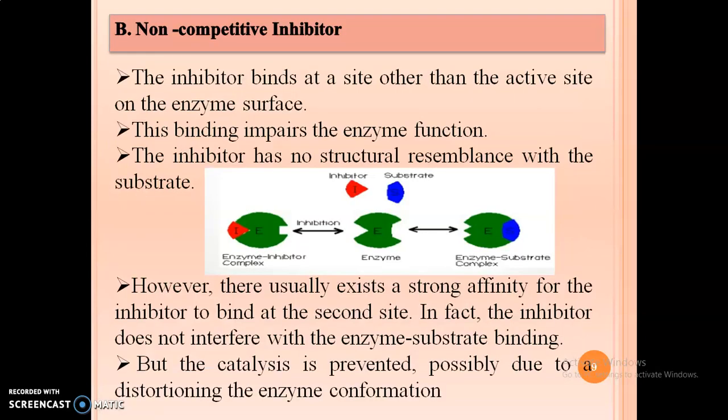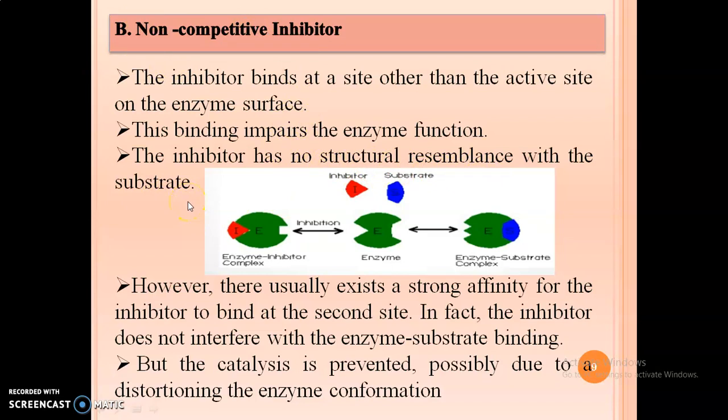The second type of reversible inhibition is non-competitive inhibition. Non-competitive inhibitor, so it's reversible. That is, it can be reversed. Your enzyme with substrate link can be reversed. Yes, but what is the difference between competitive and non-competitive? In competitive inhibition, the inhibitors are structural analogs. Here, in non-competitive, the inhibitors have no structural resemblance with the substrate.